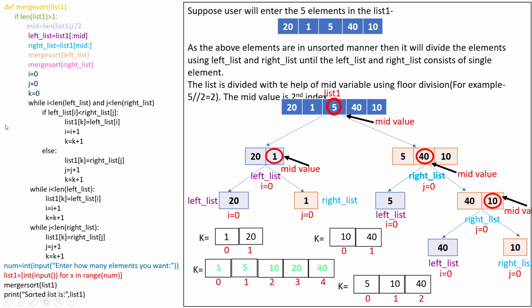It will check again. Now all of the elements are in sorted order, so it will terminate all of the loops and functions, and it will print the sorted elements of the list. Okay, so here is the merge sort. It is used for the divide and conquer algorithm. I hope you understand this particular merge sort.